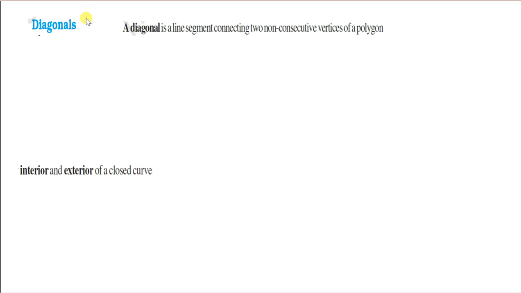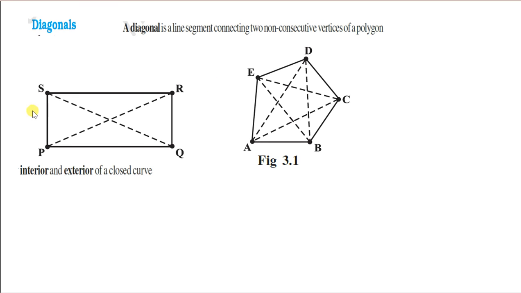Now, what is meant by the diagonals of a polygon? A diagonal is a line segment connecting two non-consecutive vertices of a polygon. Here we have a rectangle. If we join two non-consecutive vertices, जो एक के बाद एक नहीं है, adjacent नहीं है, उनको जब हम ज्वाइन करते हैं तो ये हमें diagonals मिलते हैं. Here in this we have two diagonals, PR and SQ.